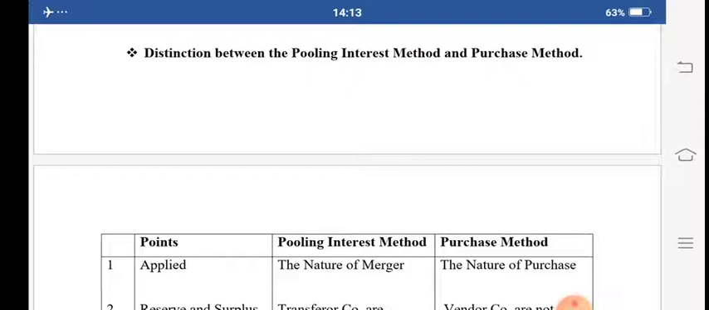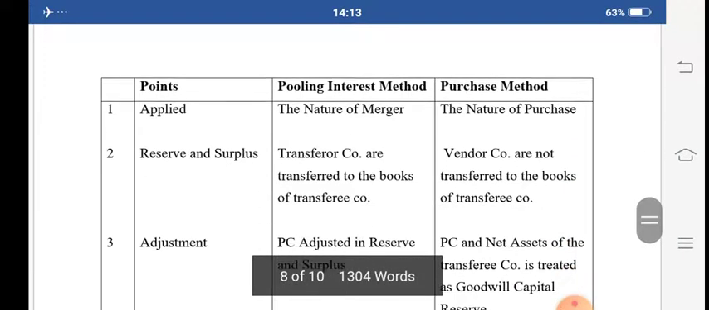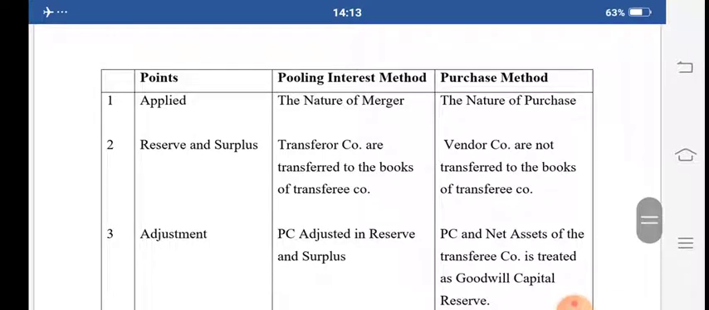The pooling of interest method means the merger method. Now see, this is the table for the difference between the pooling of interest method and the purchase method. First, point number one, which is where it is applied. The pooling of interest method is applied in case of amalgamation in the nature of merger, and the purchase method is applied in the case of amalgamation in the nature of purchase. So this is the first point of difference.